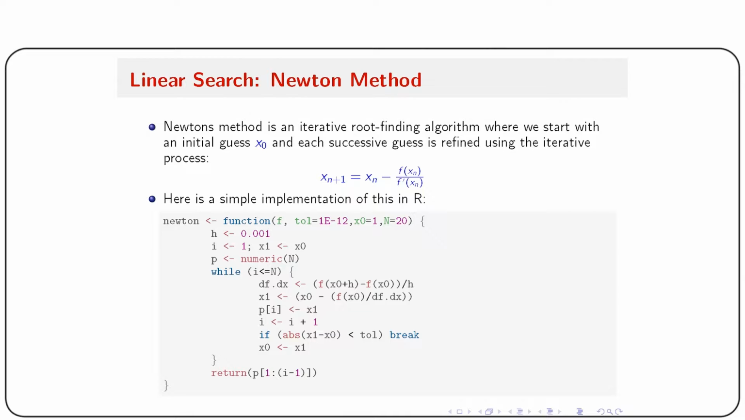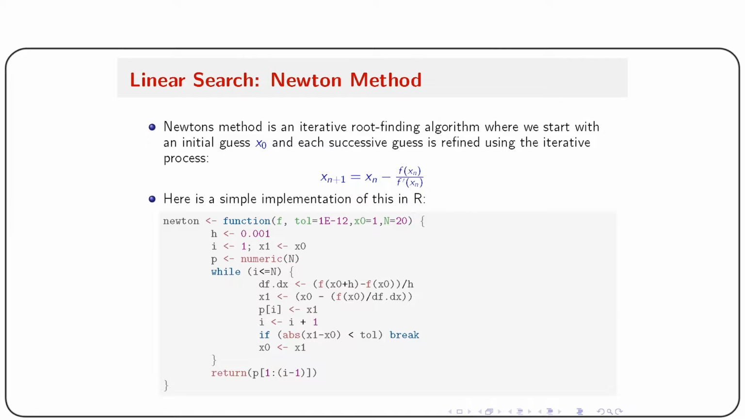I define a function called Newton as follows. The arguments are f, the function, TOL, the accuracy that you need, that is 10 to the power minus 12, x naught equals 1, and n equals 20, that are fixed. That means even if you don't pass any values for these three arguments, by default TOL will be taken as 10 to the power minus 12, x naught is 1 and n equals 20, but if you want you can change the values.